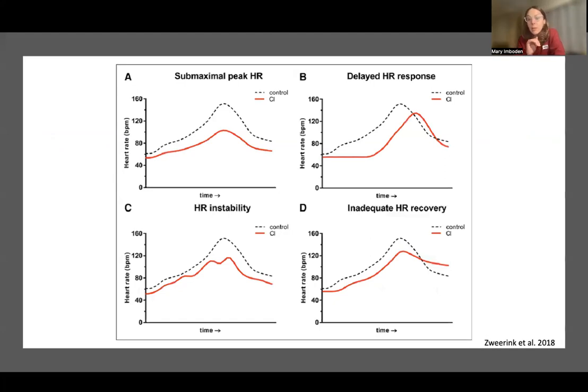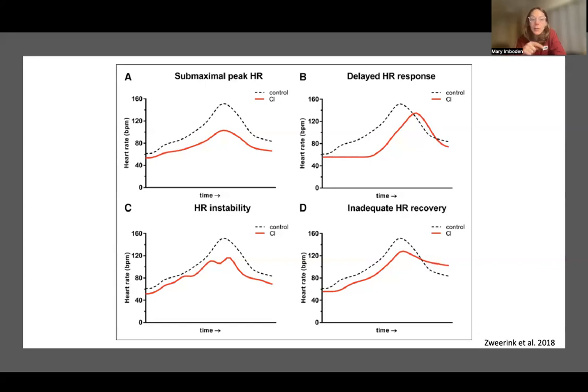Here are just some examples of what we see with chronotropic incompetence. So submaximal peak heart rate in the control would be a normal, healthy individual, and the individual with CI would be the red line here. And you're seeing it's lower at submaximal peak heart rate, so not meeting demands. There's a delayed heart rate response, so demands are happening and we need that oxygen, but our heart rate's not keeping up until later, so we're already starting to accumulate way too many byproducts. And not produce the ATP we need.